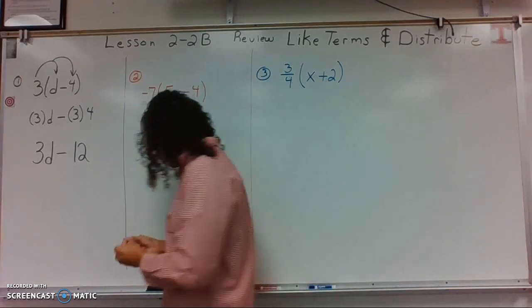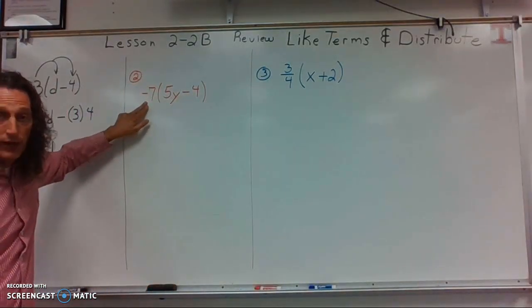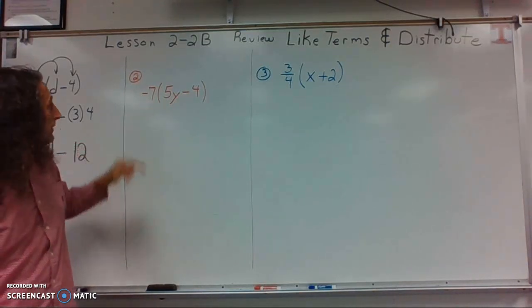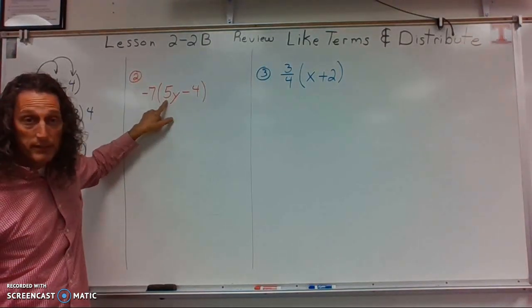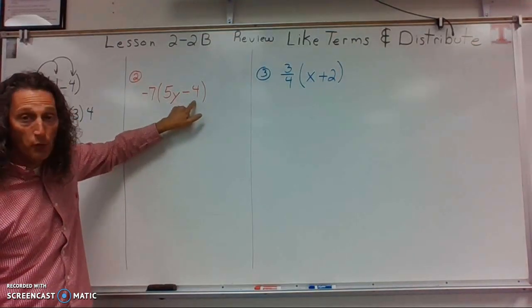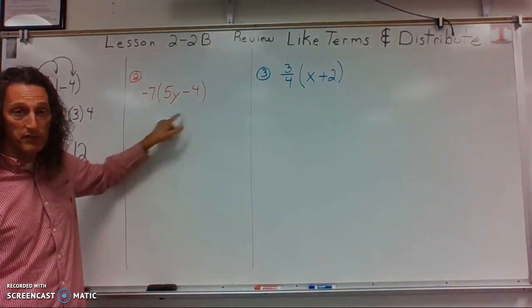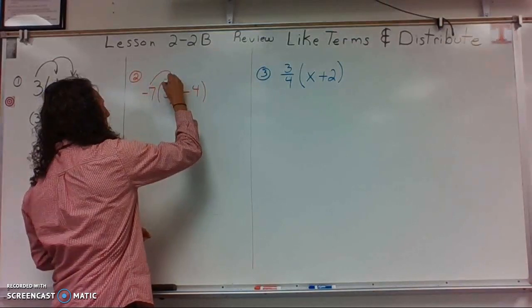All right, so on the one right behind me, number 2, you have a negative out in front. So you got to pay very close attention to that negative. Because that negative is going to make this positive 5 become the opposite, or a negative, and it's going to make this minus 4 become a plus 4. So it's going to change the sign of both of these. So keep an eye out for that. So I'm going to do my double rainbow.